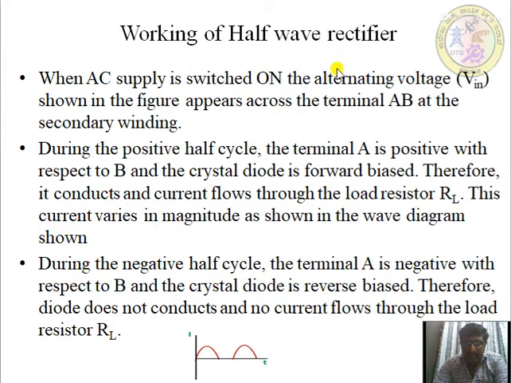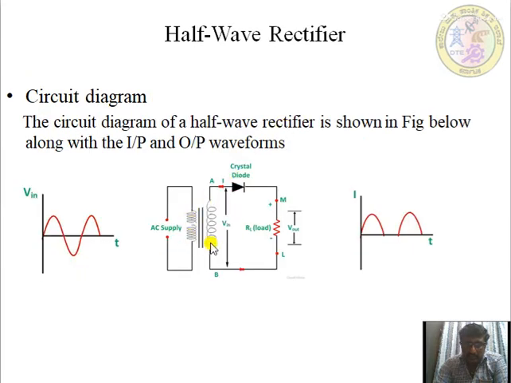Working of the half wave rectifier: when the AC supply is switched on, the alternating voltage V shown in the figure appears across the terminals A and B of the secondary winding of the transformer. During the positive half cycle, current flows from A to B and the diode is forward biased. The current passes through the load resistor RL and we get a positive half cycle, with the same peak.